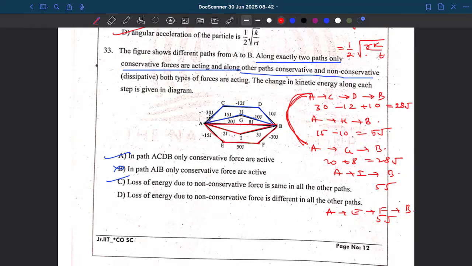So if you have identified only 2 paths are possible in the question, those 2 paths are indicated by blue color line. If I choose red, 3 such paths exist. So as per the question, it is wrong. So therefore, I should select only ACDB. Obviously, when ACDB is selected, that is a conservative path. Loss of energy due to non-conservative force is the same in all other paths. That's fine. No issues.